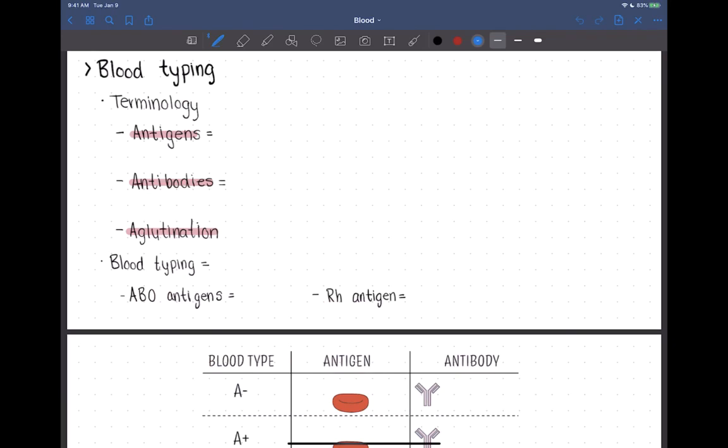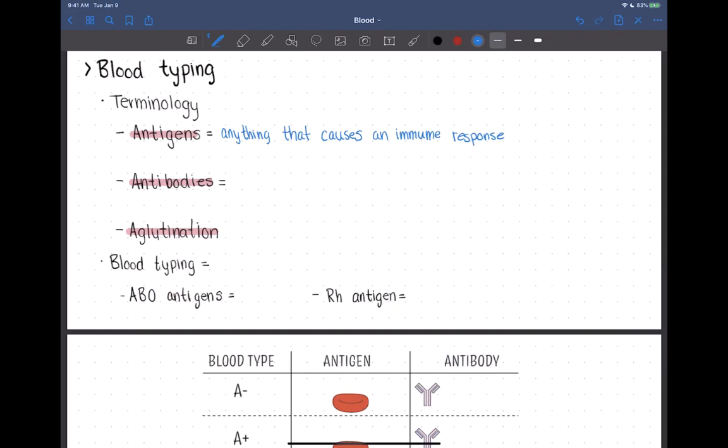Our first term is an antigen. An antigen refers to anything that can cause an immune response. With our red blood cells, what gives them their blood type of A positive, B negative, AB, that kind of thing, is the antigens that are on the surface of those blood cells. We'll talk about those.